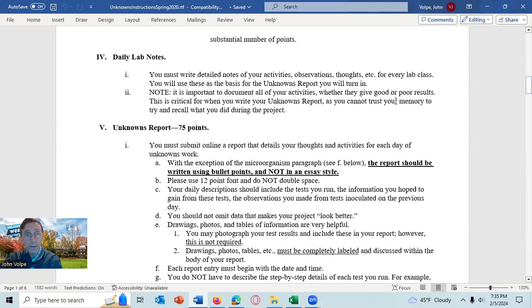Daily lab notes. You should write your detailed lab notes in the unknown notes pages where you have your daily activities, any observations you make, your thoughts for the day, and then you should put your species under consideration. So document all your activities in your unknown notes pages, whether they give good or poor results. And then at the end, you're going to turn in an unknown report. It'll be worth 75 points. The unknown notes page will be an additional 5 points.